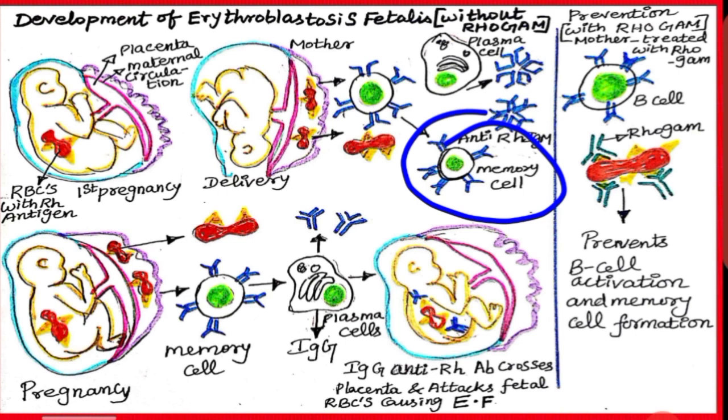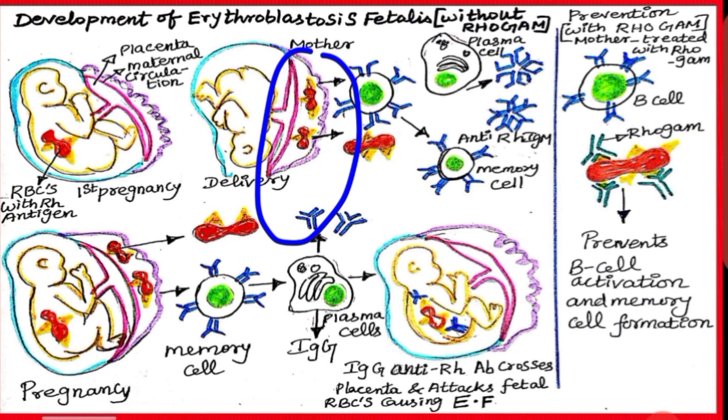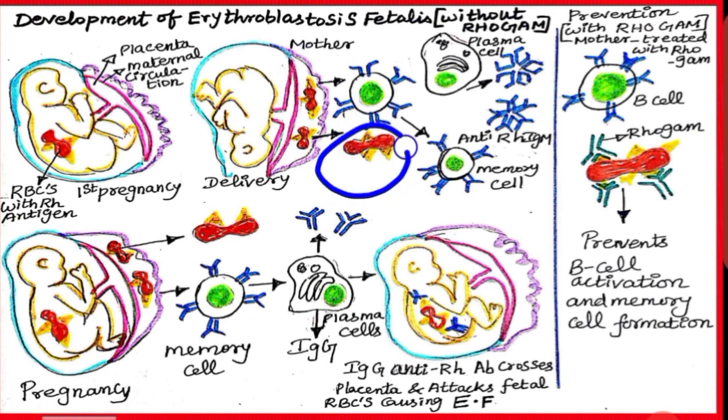In case RH positive antigen comes into the mother's system, imagine this is the mother's system, when the RH antigen comes in contact with it, what will happen? The mother's system shows an immune response. The next time, the mother is prepared with the antibodies to kill the RH factor easily and quickly.